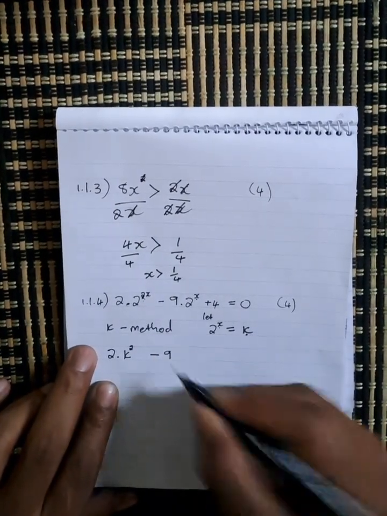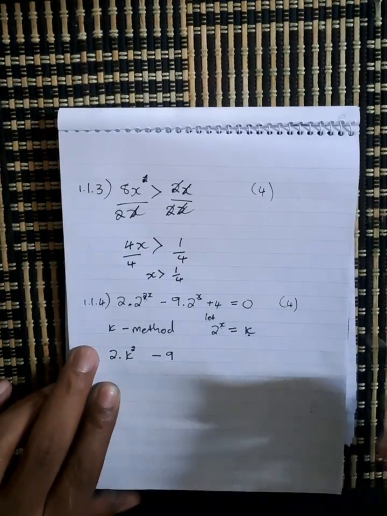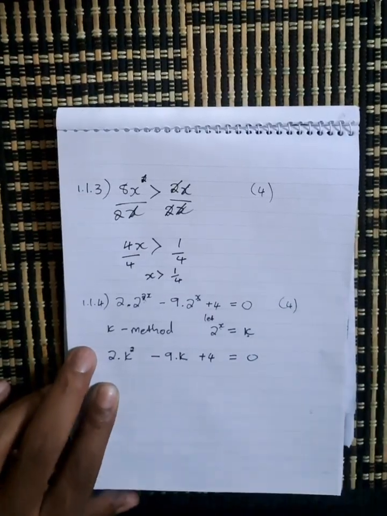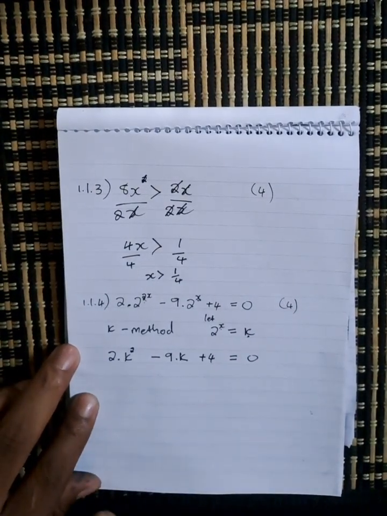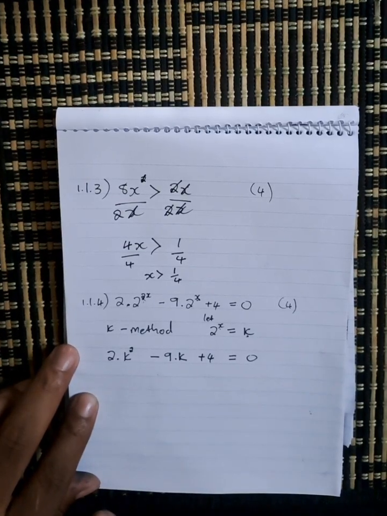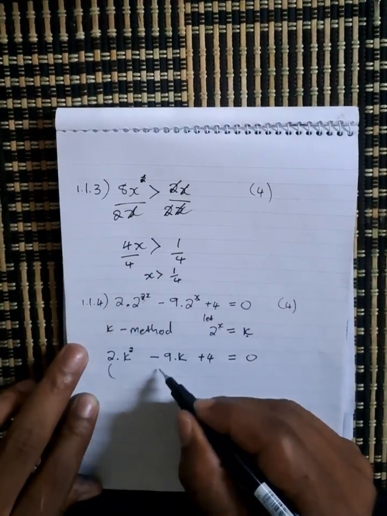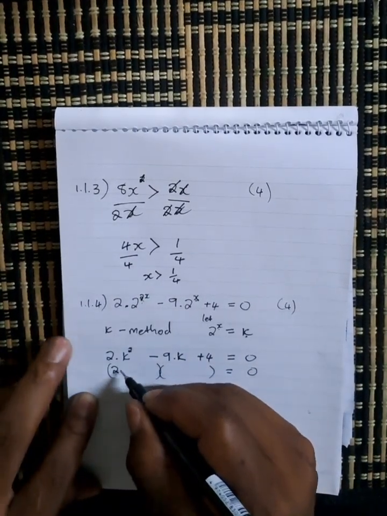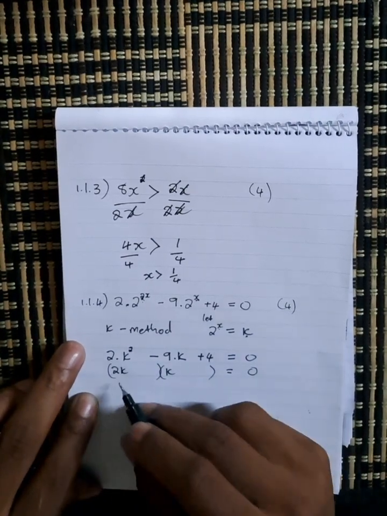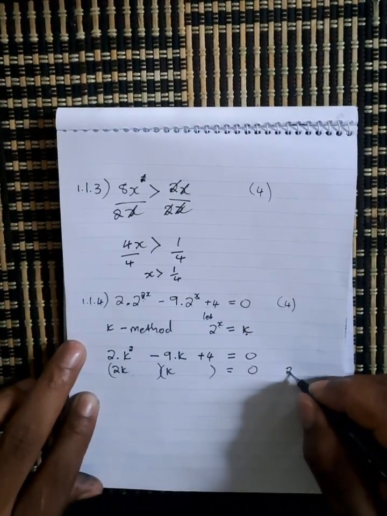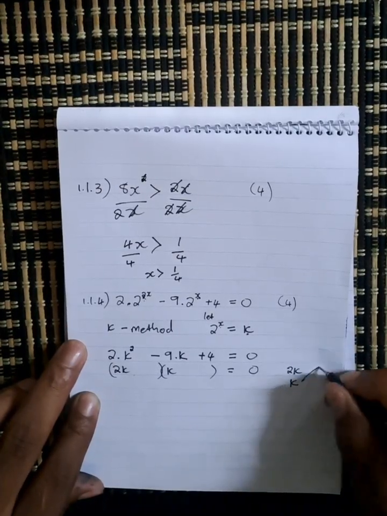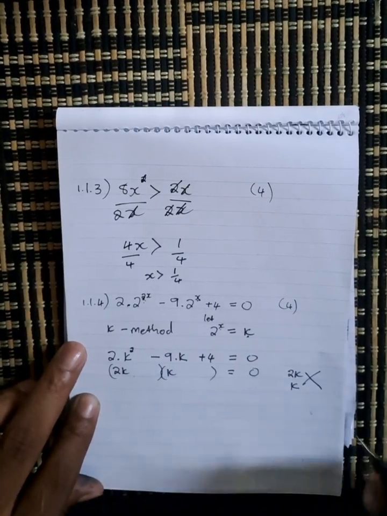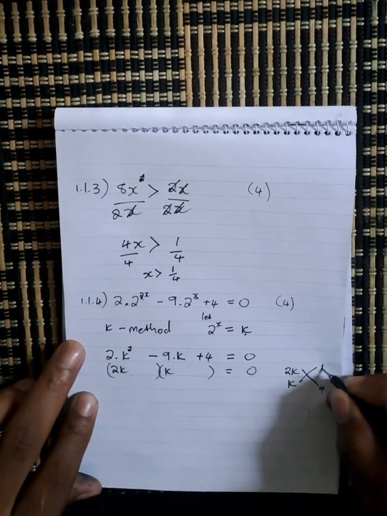minus 9, and wherever I see a 2 to the power of x, I put a k, so minus 9k plus 4 equals 0. Now I can factorize to solve my equation. Factorize means I bring back the brackets, so this is going to be 2k and then k. Let's check over here if it gives us a proper number: 2 multiplied by 4, yes. So there's going to be 4, then there's going to be 1.